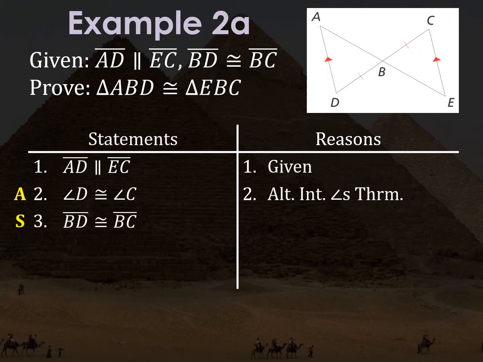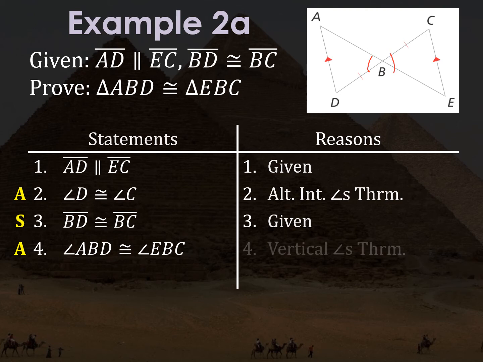Statement 3, BD is congruent to BC, and that is given. So now we have a side and we have an angle. Next, we have the third part that we need. It's angle ABD is congruent to angle EBC. These two angles are congruent because they are vertical angles. So by the vertical angles congruency theorem, those two angles are congruent.